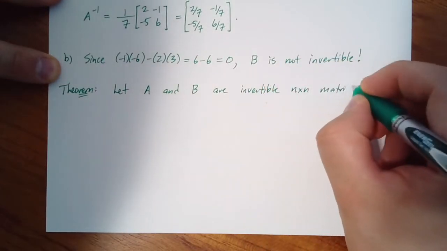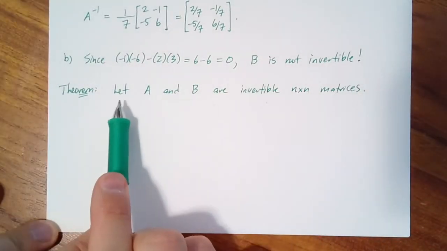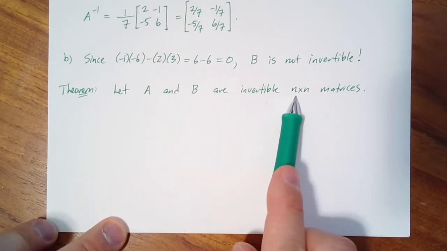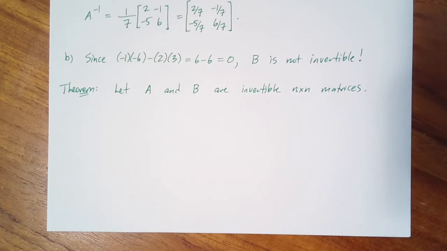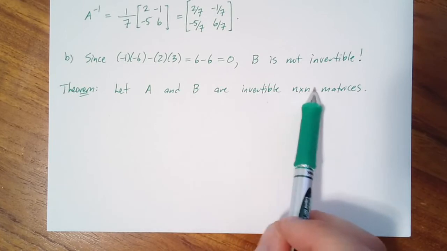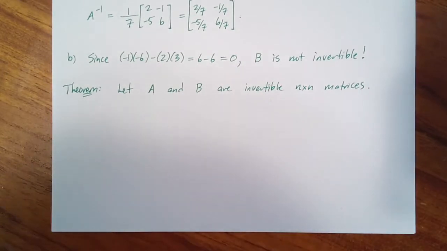n by n matrices. So really what I'm saying here is that A and B are both matrices, they're both invertible, and they're both n by n for some choice of n. In other words, they're both square and they're the same size. That's what actually really matters. I don't really care what n is in this case. This is the briefest way to say that these two matrices have the same size and are invertible.